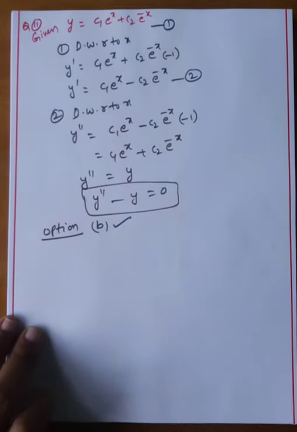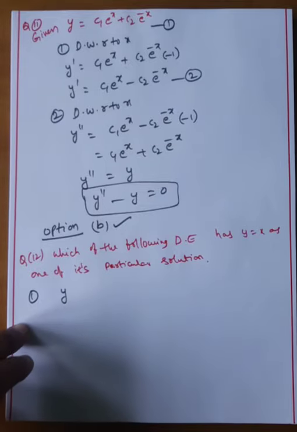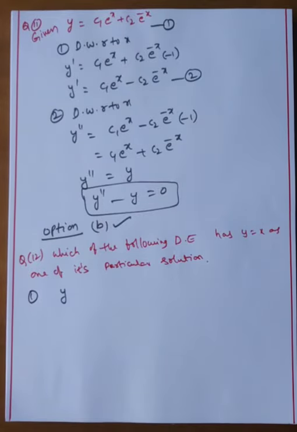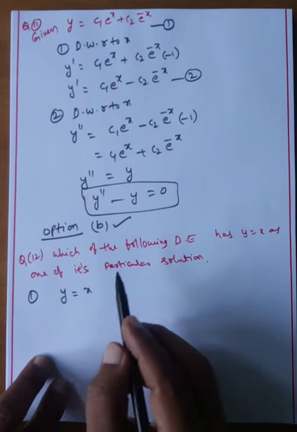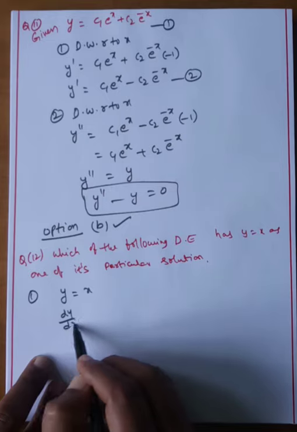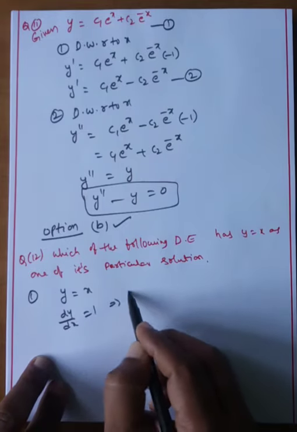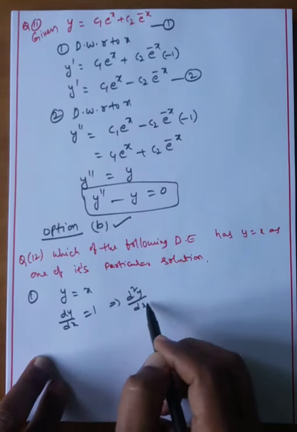Okay, my dear students. Now, which of the following differential equations has y is equal to x as one of its particular solutions? That means we will find the differential equation actually. Y is equal to x is given. Every option is a second order derivative. Now, dy by dx is equal to 1. That implies d square y by dx square must and should be 0.